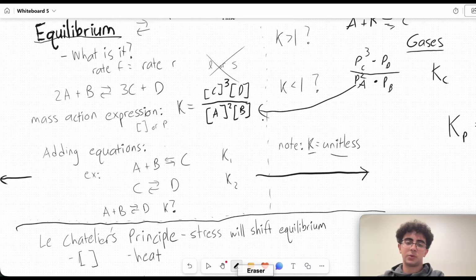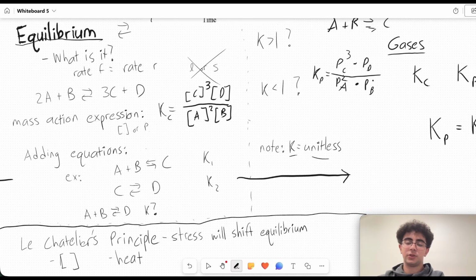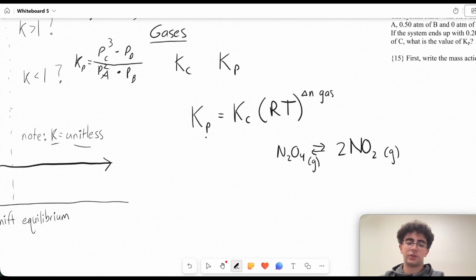Gas can be written with either one, but these two are a bit different. This expresses equilibrium in terms of pressure, so it's really K sub P. And this expresses equilibrium in terms of concentrations, Kc. There's a nice relationship between them, and I believe this equation is on your AP Chem formula sheet, where R is equal to 0.08206. You're given that constant. T is in Kelvin, and delta n is the change in the number of moles of gas.